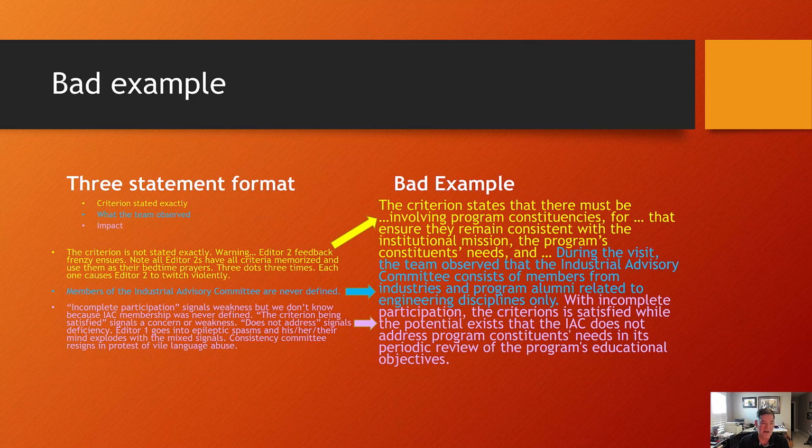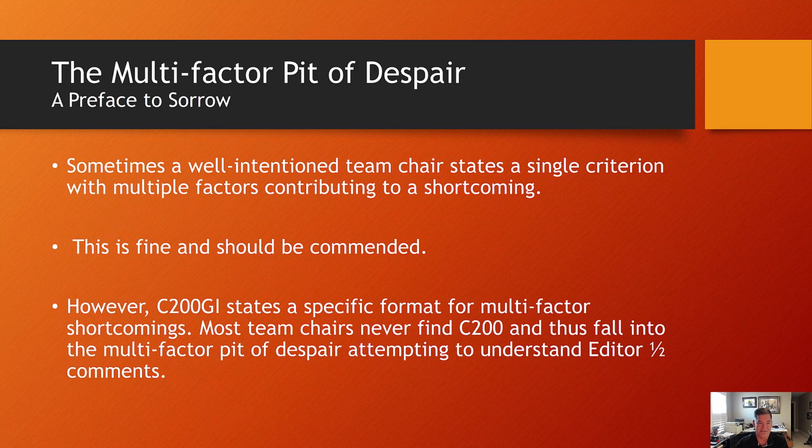When you say incomplete participation, that's a weakness, but we really don't know. When you say the criteria is being satisfied, that could be a concern or a weakness. When you say does not address, that's a deficiency. So again, with each one of those, we've moved beyond twitching to epileptic spasms as the editor is jumping back and forth between this inconsistent verb usage.